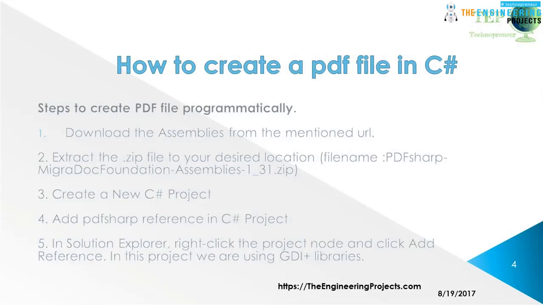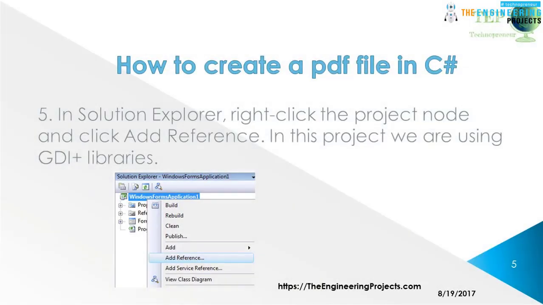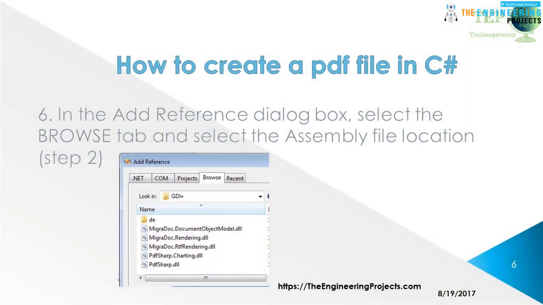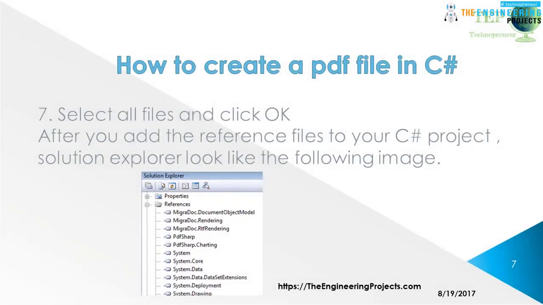Step 1. Download the assemblies from the mentioned URL, extract the zip folder, create a new project, and add the PDFsharp libraries reference in the C# program. In Solution Explorer, right click on the project node and click Add References. In this project we are using the GDI plus libraries. Like this you can add the references. Select all the files and click OK. After you add the reference files to your C# project, Solution Explorer looks like the following image.